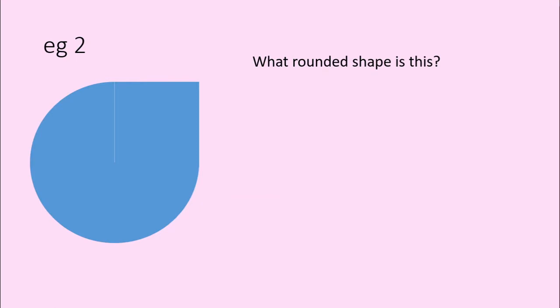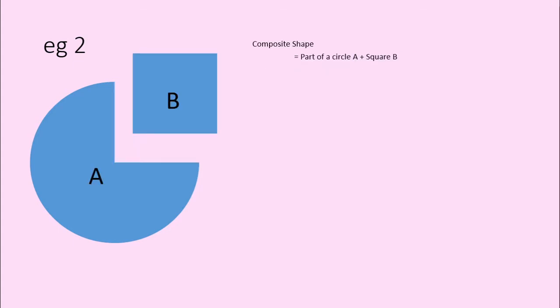Now here we've got another shape, which is rounded. What rounded shape is this? Anytime you see a rounded shape, remember the only rounded shapes we know formulas for are circles. We can work out the areas of circles, we can work out the circumferences of circles. So is this maybe part of a circle? Yes, it is. I've split this apart now into the shape A, which is some part of a circle, and shape B, which is a square that was filling in that space that was missing from the circle.